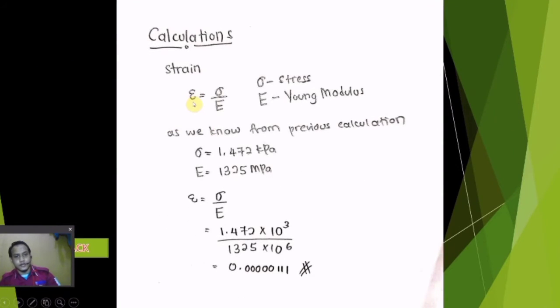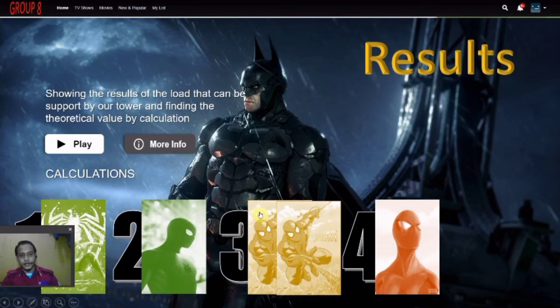Okay, the equation for the strain is equal to stress divided by Young modulus. As we know from the previous calculation, stress equals 1.472 kilopascal and Young modulus for the straw is 1325 megapascal. So we substitute into this formula, we get 0.0000111. After that, we calculate the thin cylinder.